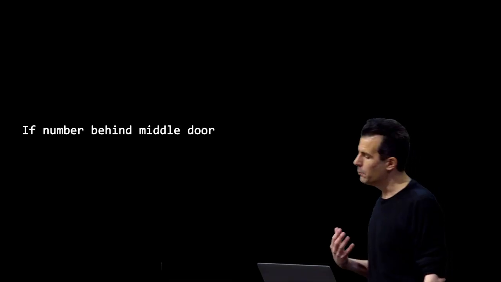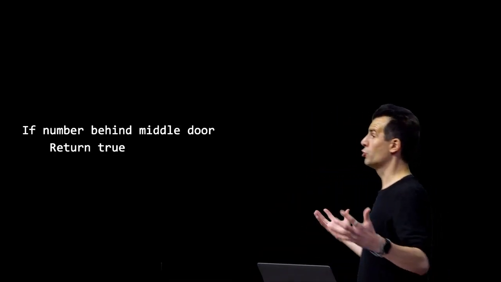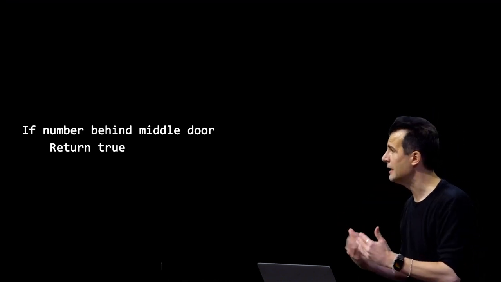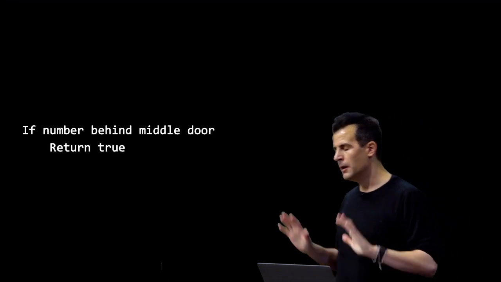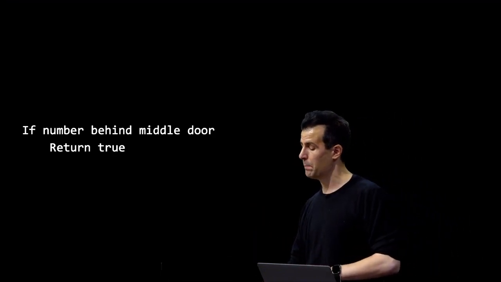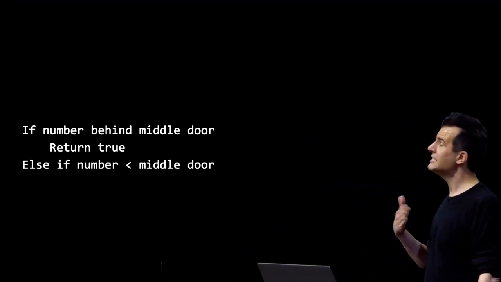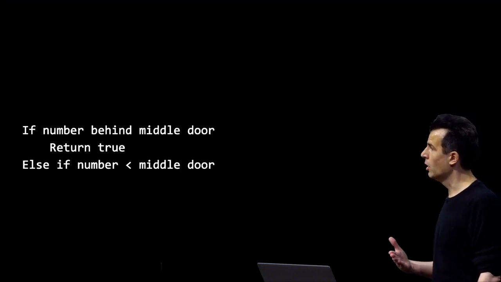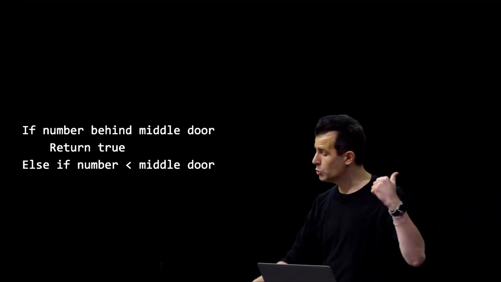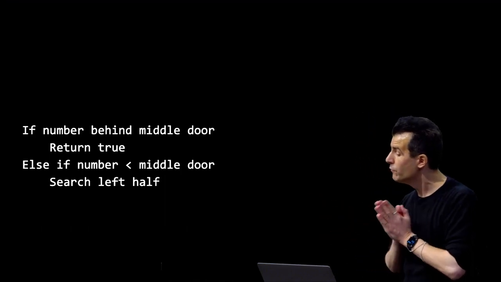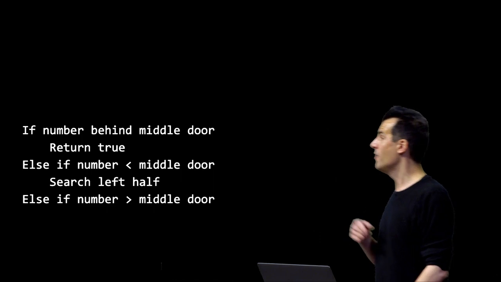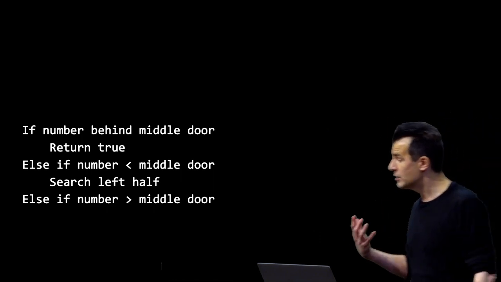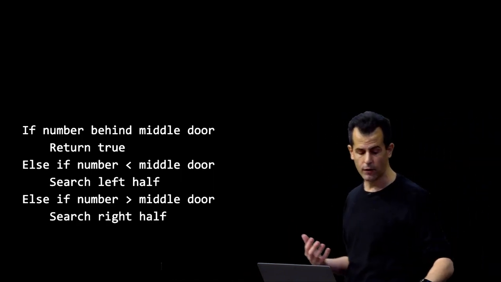So with binary search, let me propose this pseudocode. If the number is behind the middle door, return true. We found it. So if we got lucky, then we might very well have found the number 6 behind the middle door, and we would have been done. But that didn't happen. And in the general case, that probably won't happen. So if the number is less than that behind the middle door, then just like with the phone book, I'm going to go to the left, and I'm going to search the left half of the remaining doors in the array. Else, if the number is greater than that behind the middle door, then like the phone book, I'm going to go ahead and search the right half of the phone book.